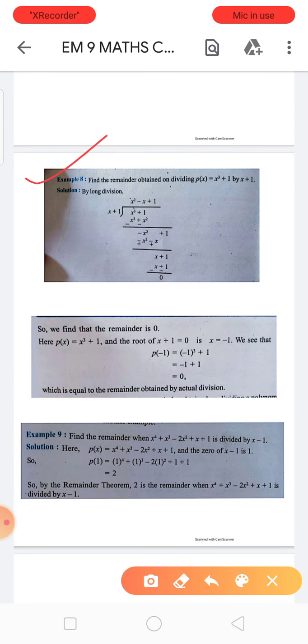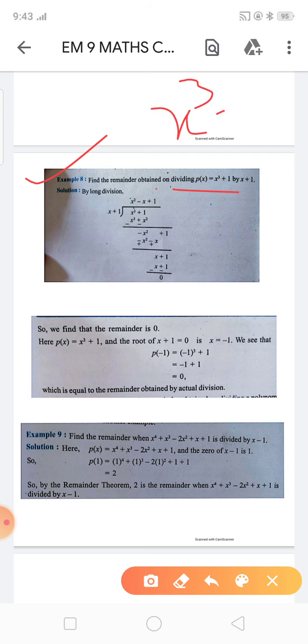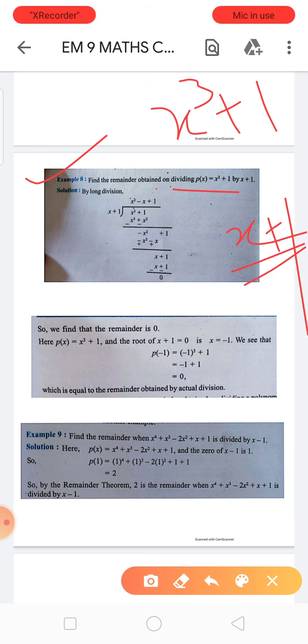Now again we solve example number 8. Find the remainder obtained on dividing p(x) equal to x cubed plus 1 by x plus 1. Again we divide this by the long division method.